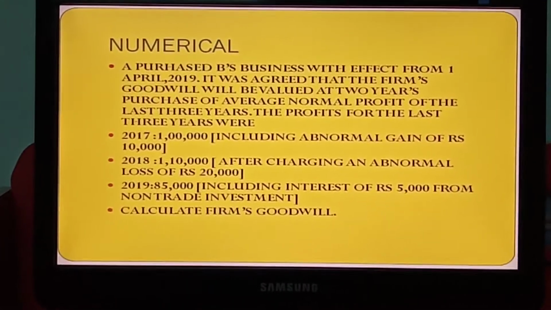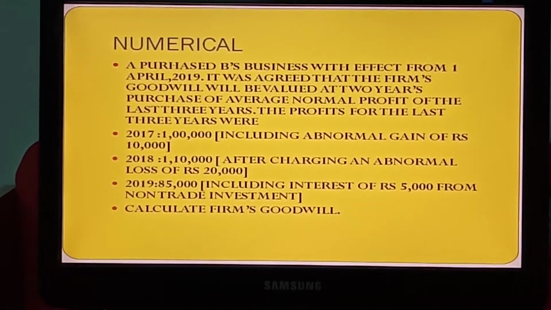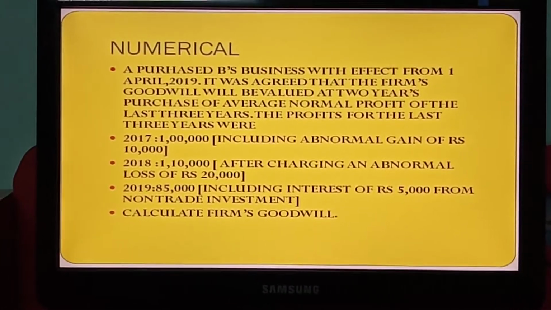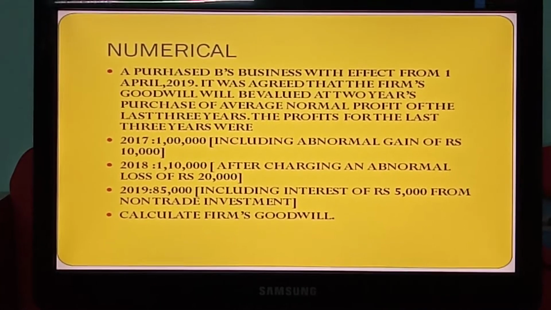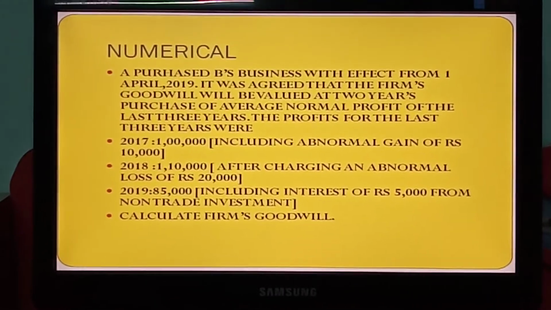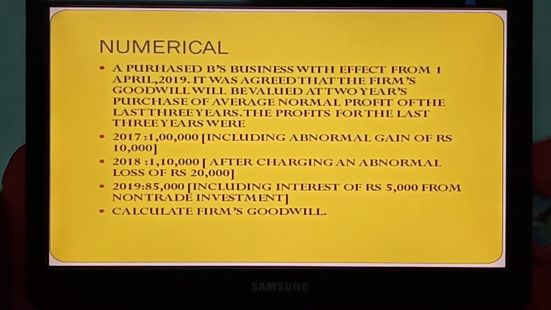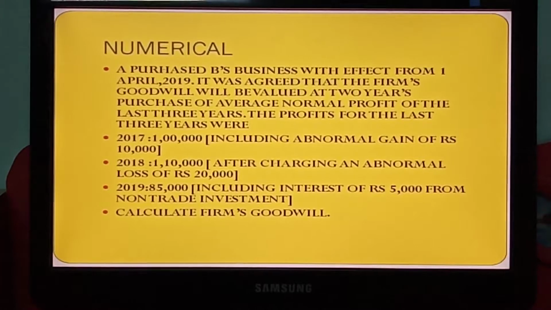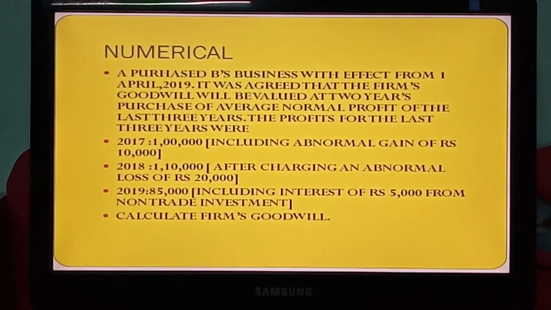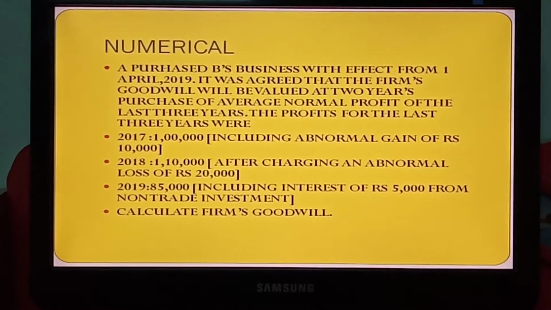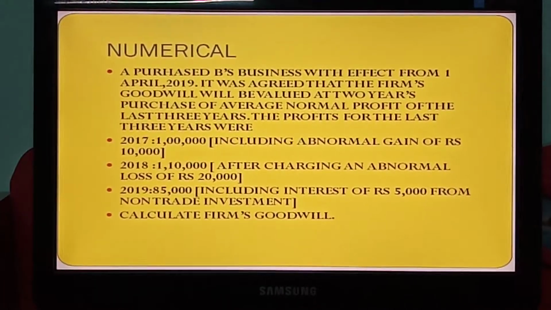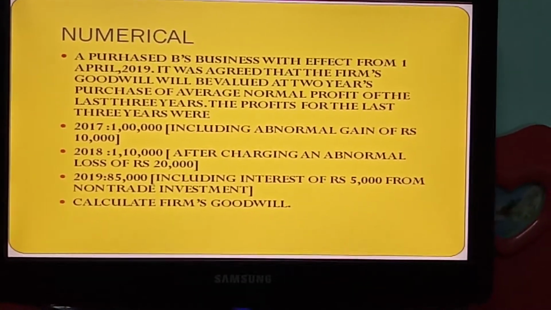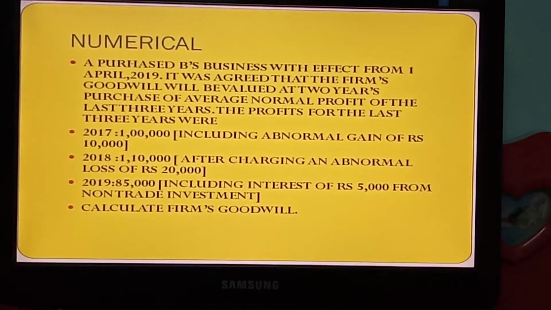Now, in this problem, how do we find the value of goodwill? As I told you, we have to take a few steps in order to calculate goodwill in the average profit method. What is the first step? That is to calculate the normal profits. In each and every year, you are finding that an abnormal loss or abnormal gain is given, or any such income which is not directly related to the business. So our first step is to find out normal profit for each and every year.